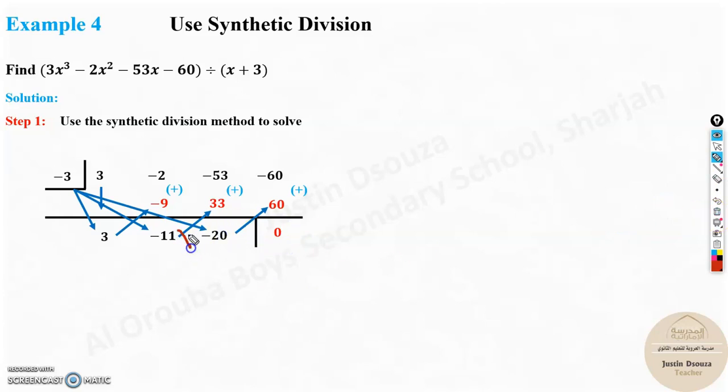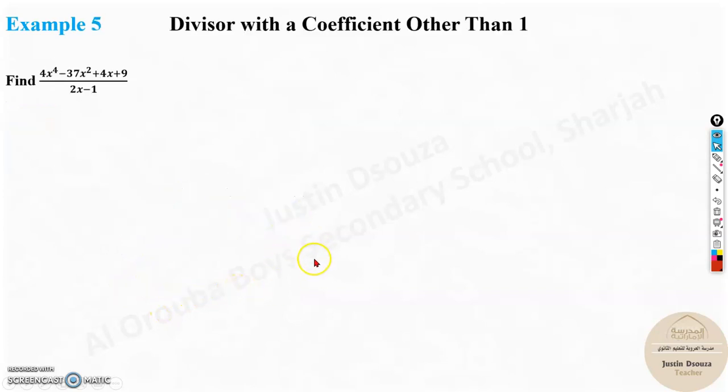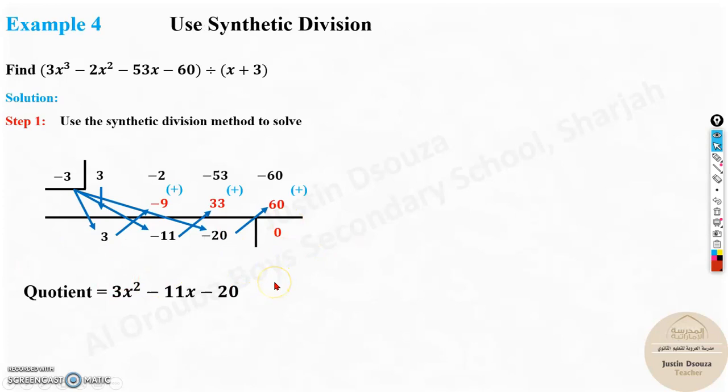This is the constant, x and x squared. Or you can also remember, if the given question is x cubed, the answer will be one degree less, x squared onwards. So the answer is 3x squared minus 11x minus 20, and there is no remainder. The remainder is 0, so this is the answer.